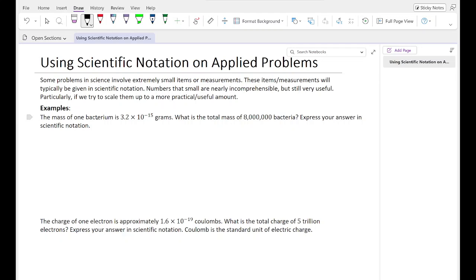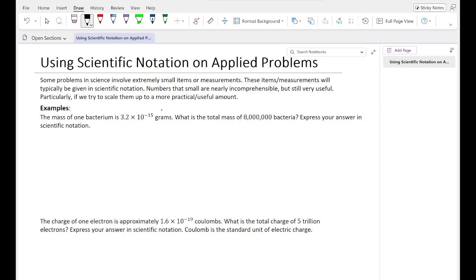The mass of one bacterium is 3.2 times 10 to the negative 15 grams. That's pretty small. Now what if we want to know the total mass of 8 million bacteria? The question wants us to express it in scientific notation, which is probably a little bit easier to write than adding a whole bunch of zeros to it.